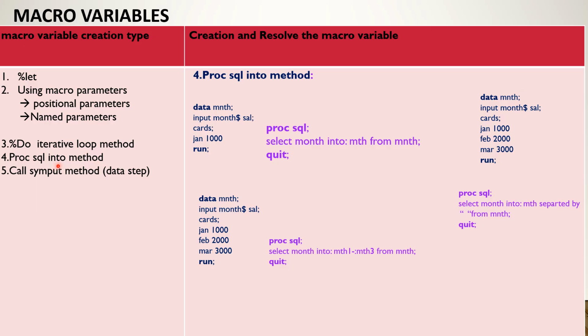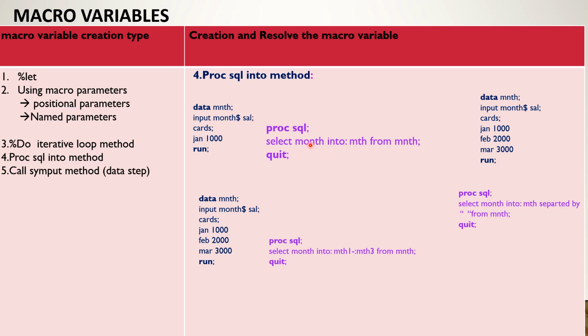Next one is the PROC SQL INTO method. Here we can see how to create macro variables by using the PROC SQL INTO method. Here we can see the program: data, input month salary, cards, then January 1000. Here there is only one observation and two variables. We need to create the month macro variable. For that, what we need to write: PROC SQL, select month. Which variable are we going to create the macro variable from?